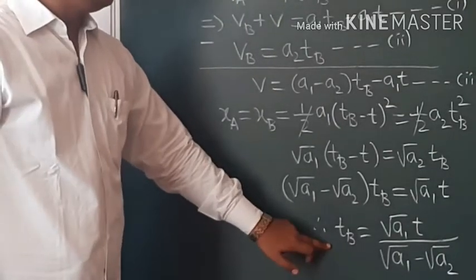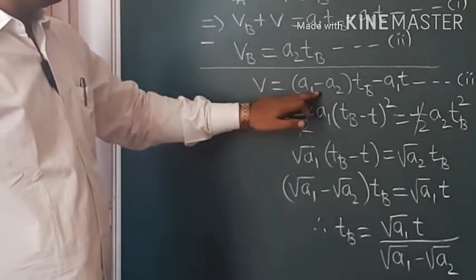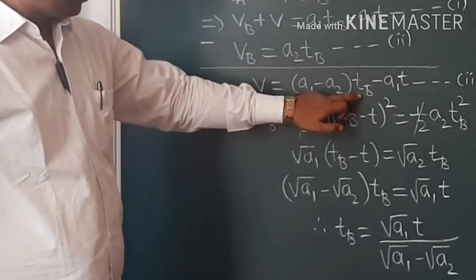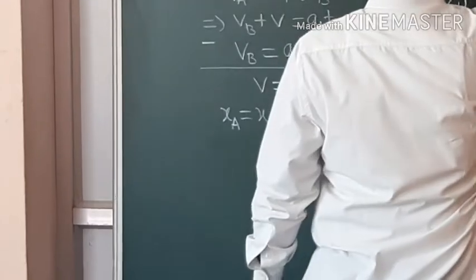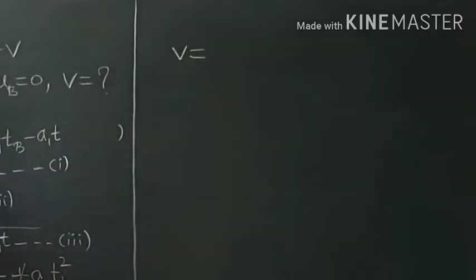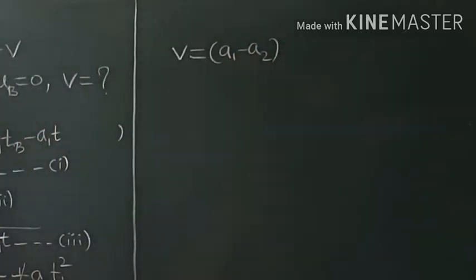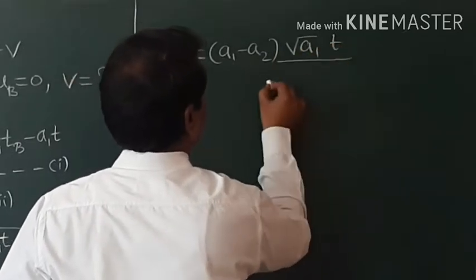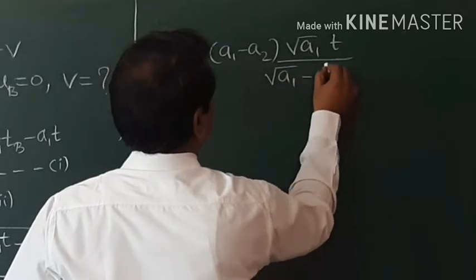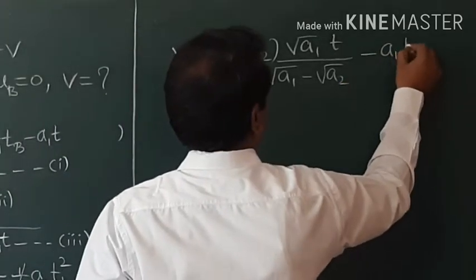Now I substitute this tb in equation 3. In this equation, v is equal to (a1 minus a2) tb. Here in place of tb, I will substitute this. Then we get v is equal to (a1 minus a2) into tb. In place of tb, I will write root a1 into t divided by square root of a1 minus square root of a2, then minus a1 t.